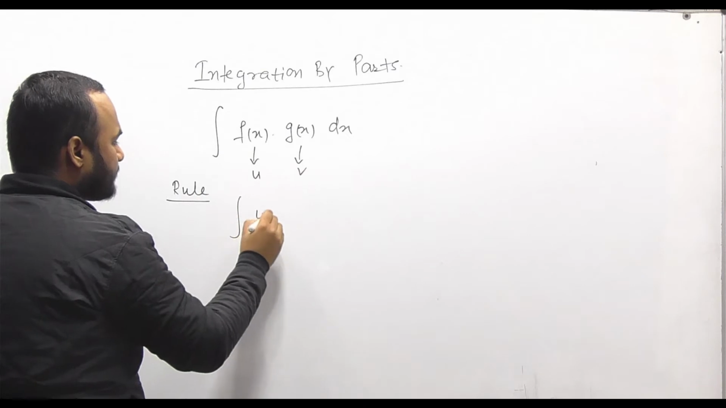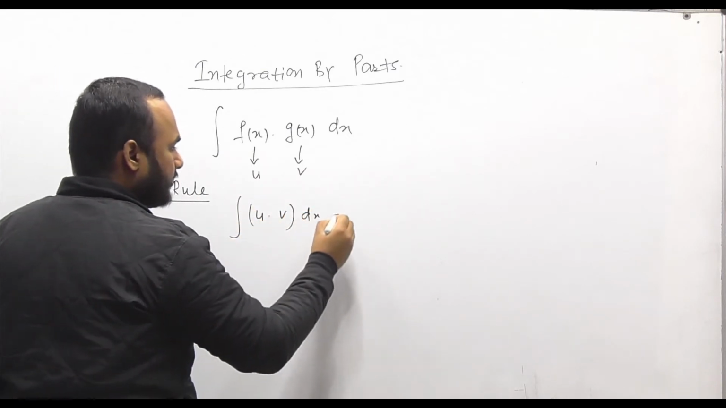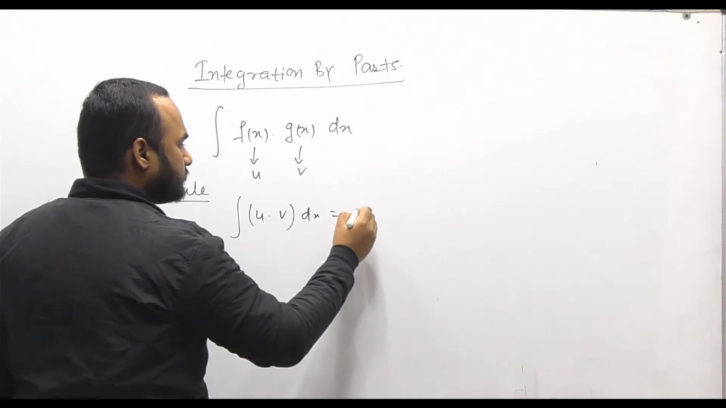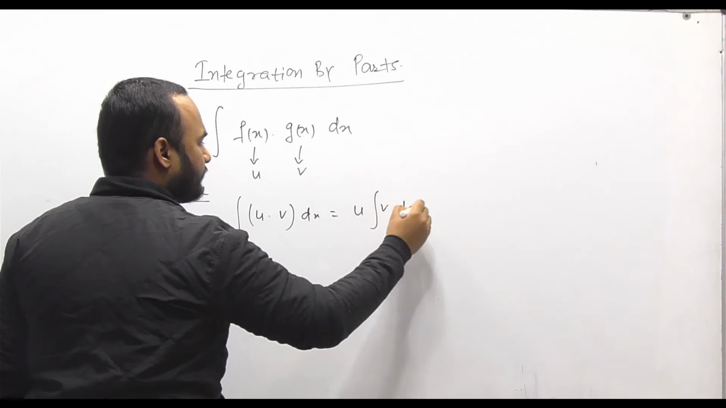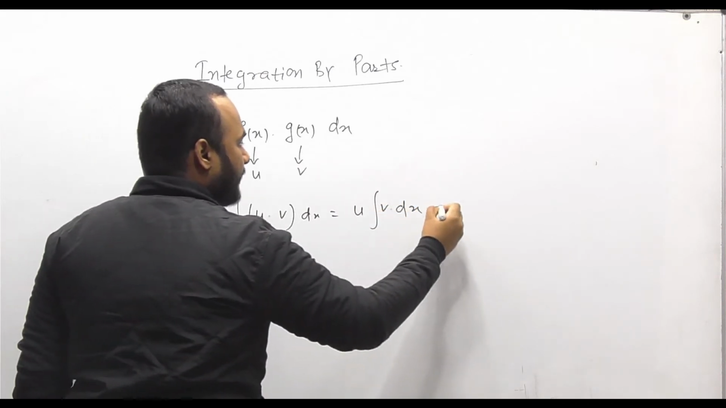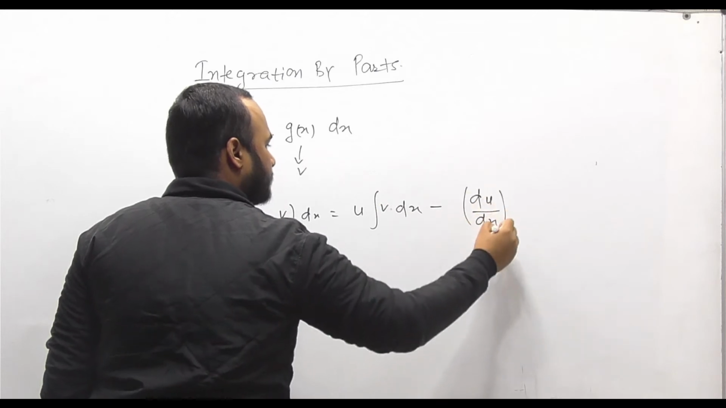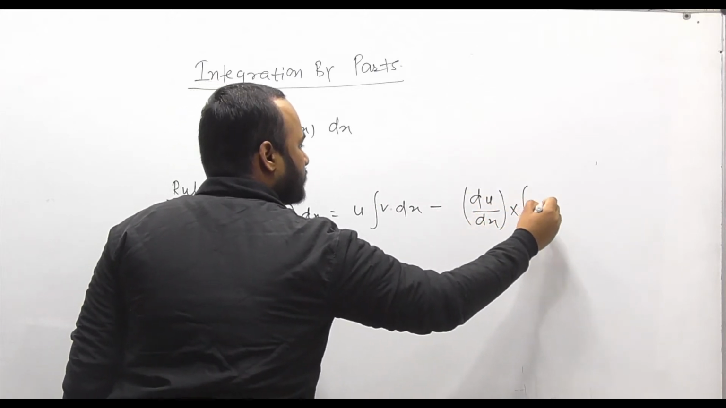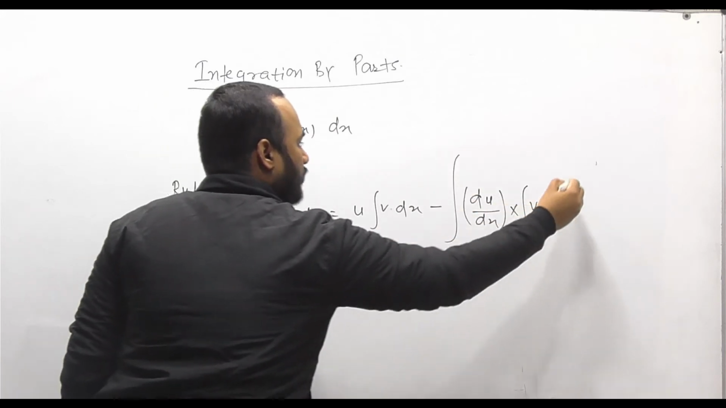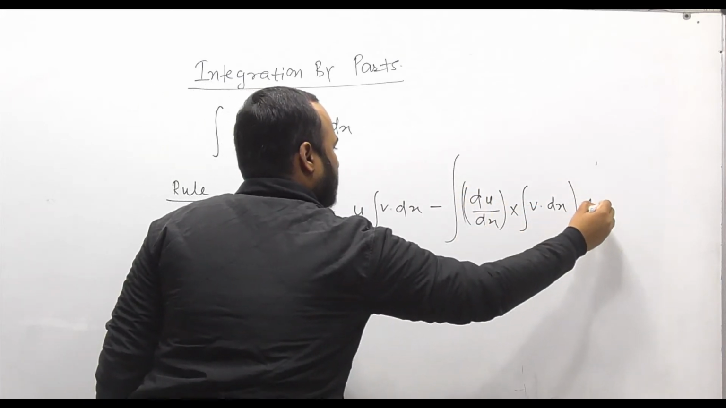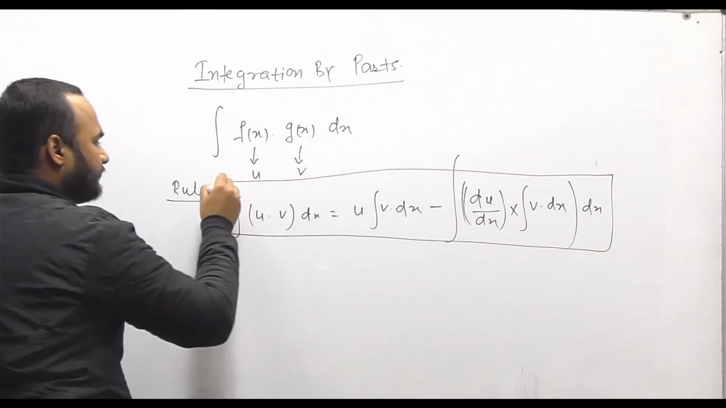If there is a function u into v which has to be integrated, then it will be equal to u, left as it is, into the integration of the v part first, minus the integral of the derivative of the u function into the integration of the second function as it is, which we have done earlier. This is the formula regarding by parts to integrate the function.